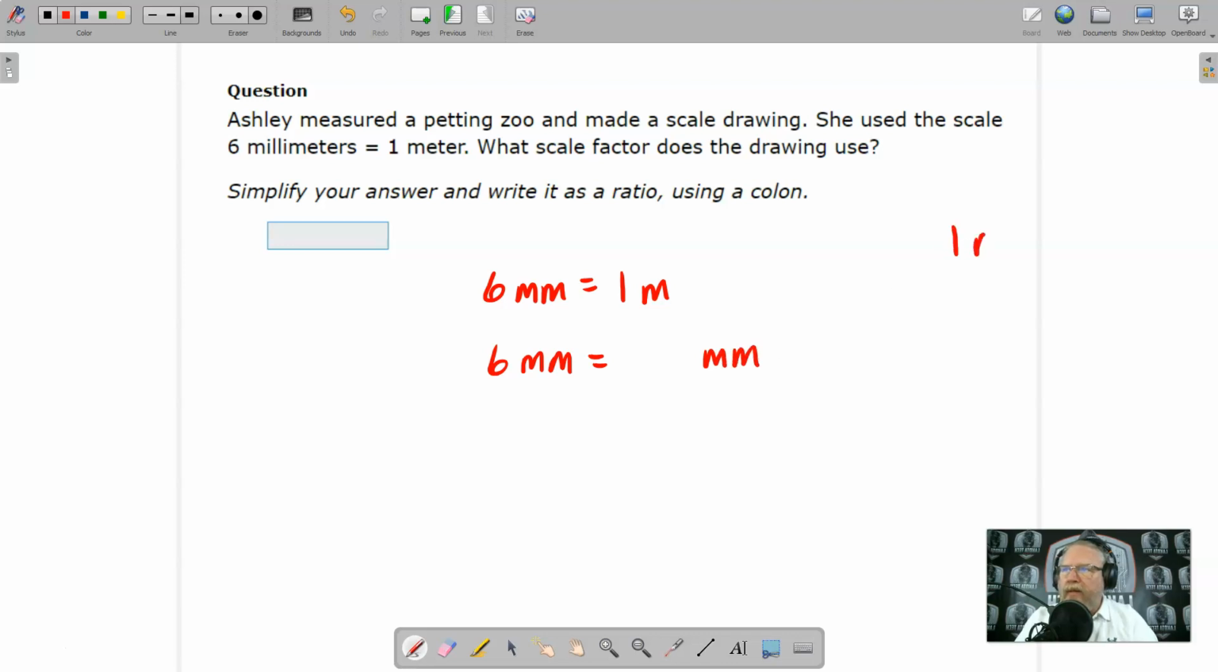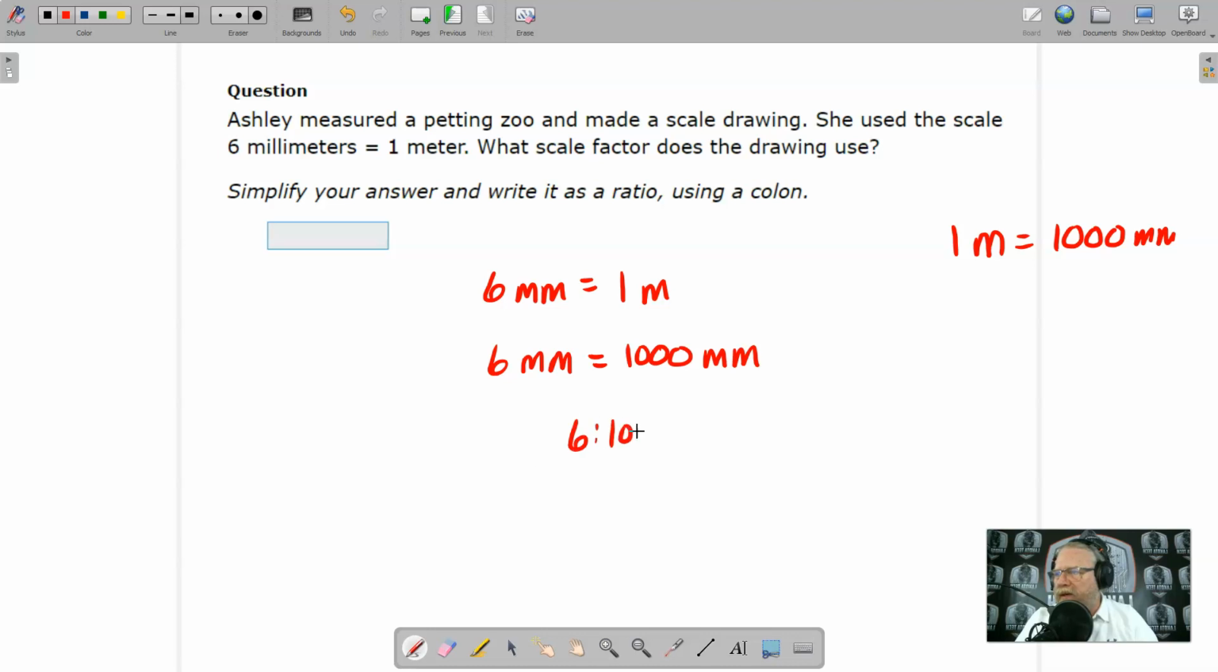Well, 1 meter is equal to 1,000 millimeters. There are 1,000 millimeters in a meter. You can always Google that for metric system conversions. So 1,000 millimeters in 1 meter. So I now have 6 to 1,000. I don't want an equal sign. My brain is thinking ahead.